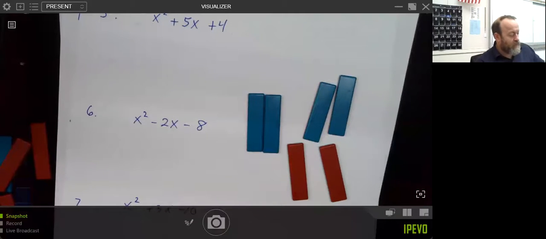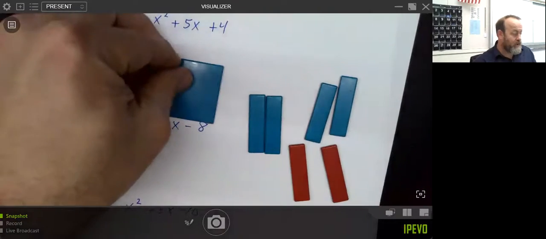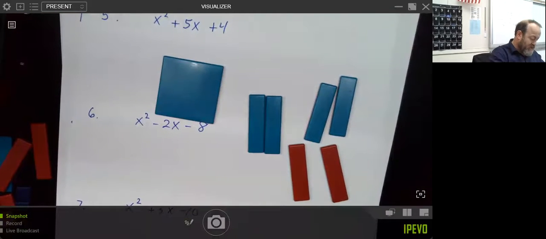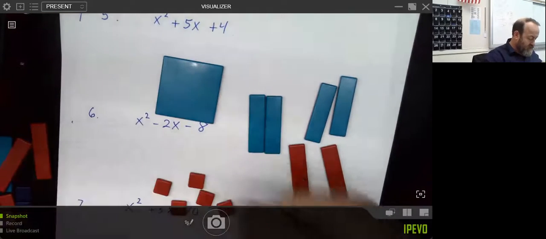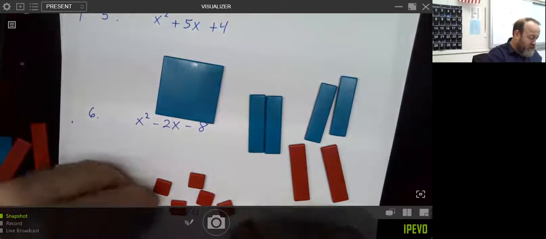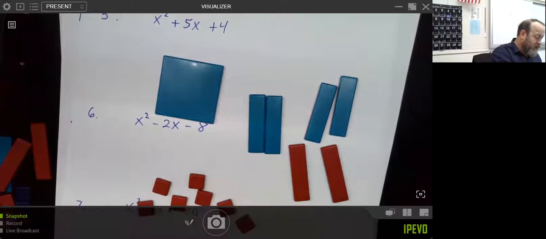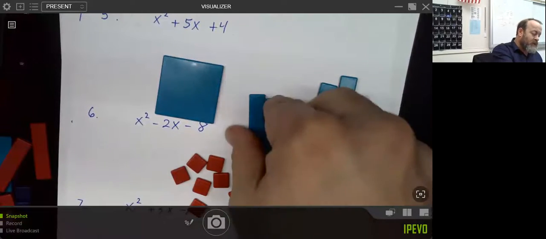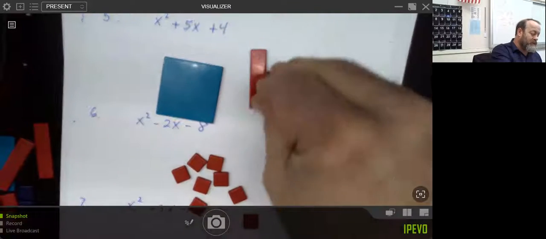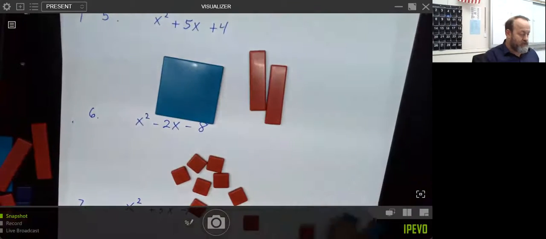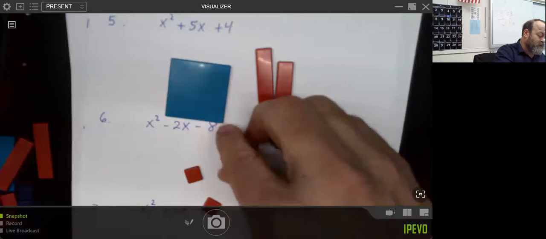So what I'm going to start with is I'm going to start off with x squared, and I'm going to start with negative 8. Let's see, 1, 2, 3, 4, 5, 6, 7, 8. So here's my 8 negatives. Now the thing is I know in this problem I have 2 negatives, but I don't know anything else. But somehow I'm going to try to see if I can make these work out.